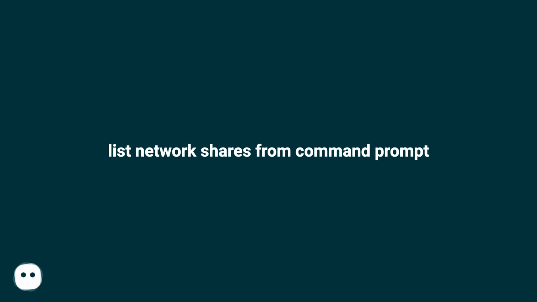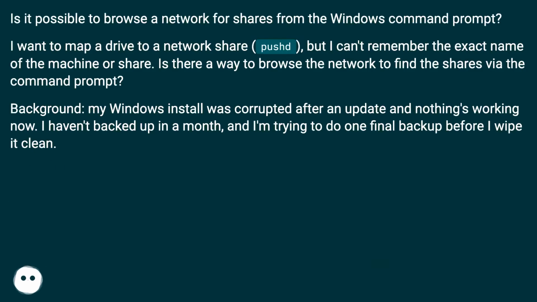List network shares from command prompt. Is it possible to browse a network for shares from the Windows command prompt? I want to map a drive to a network share, but I can't remember the exact name of the machine or share. Is there a way to browse the network to find the shares via the command prompt?